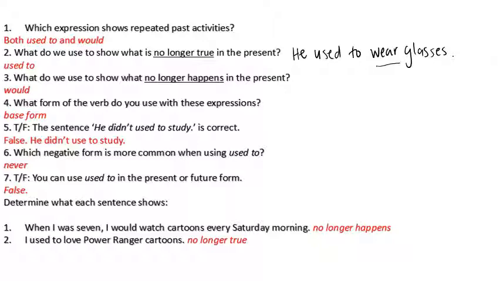You could use used to in the present or future form. This is false because used to is used to show something that happened in the past that I used to do repeatedly. So there's no way that I can use to do something in the future. So let's determine what each sentence shows.